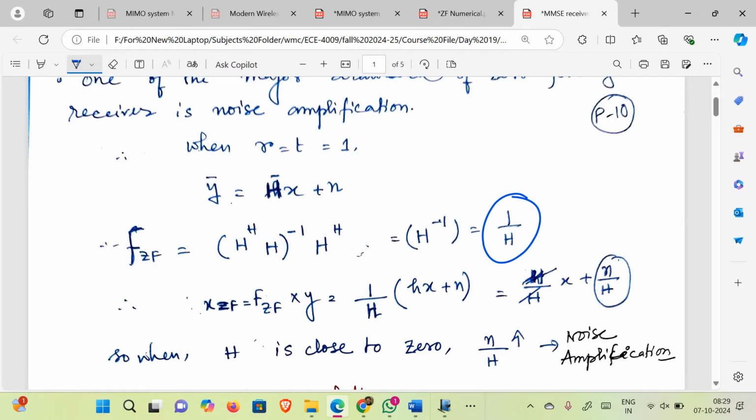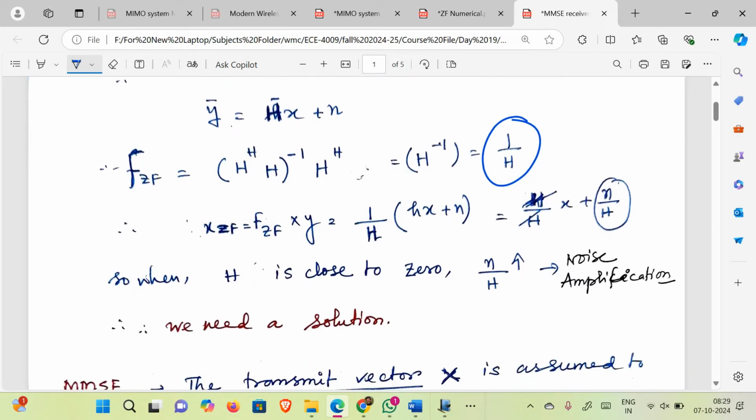Now the problem here is that if you substitute over here in this equation, XZF equals FZF into Y. Just now we did that, right? So in there, FZF, you substitute 1 by H, and you have Hx plus N coming in from the portion of Y. So what we are getting is that you can say over here that this N by H is a factor which is appearing over here, the last right hand side.